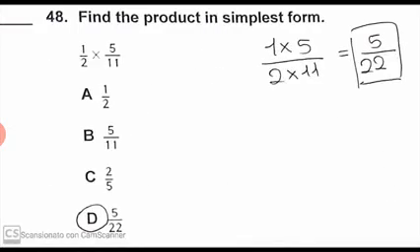Number 48. Find the product in simplest form. 1 over 2 times 5 over 11. So we make 1 times 5 over 2 times 11. 1 times 5 is equal to 5. 2 times 11 is equal to 22. So the result is 5 over 22. So the answer is D.